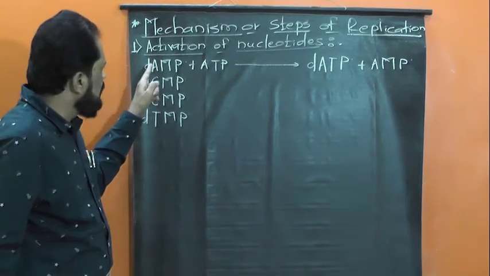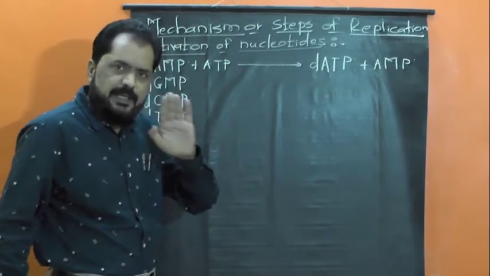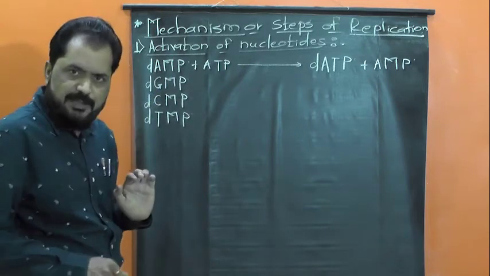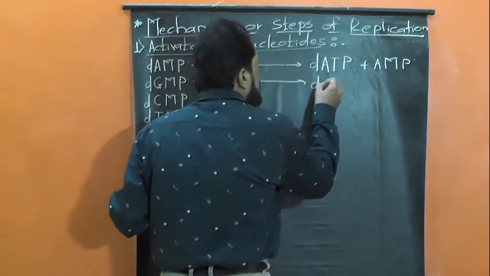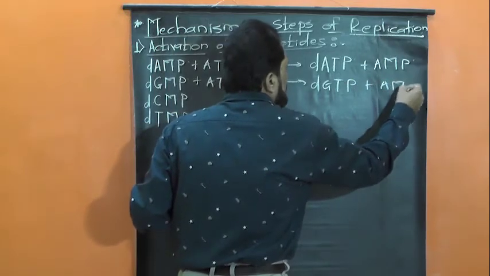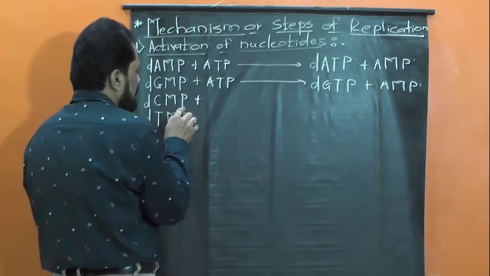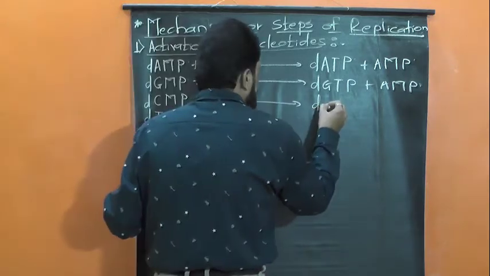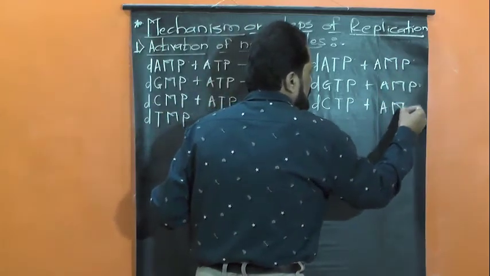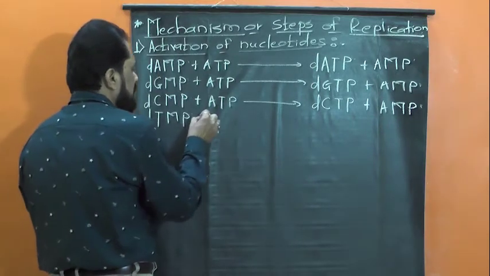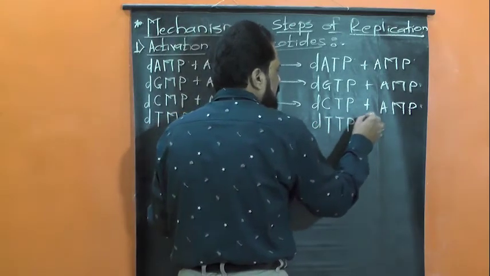That is, deoxyribose adenine monophosphate is converted into deoxyribose adenine triphosphate, and the same thing happens here with these remaining three, that is DGMP plus ATP produces DGTP plus AMP, DCMP, that is deoxyribose cytosine monophosphate plus ATP gives DCTP, that is deoxyribose cytosine triphosphate plus AMP, deoxyribose thymine monophosphate plus ATP gives rise to deoxyribose thymine triphosphate plus AMP.